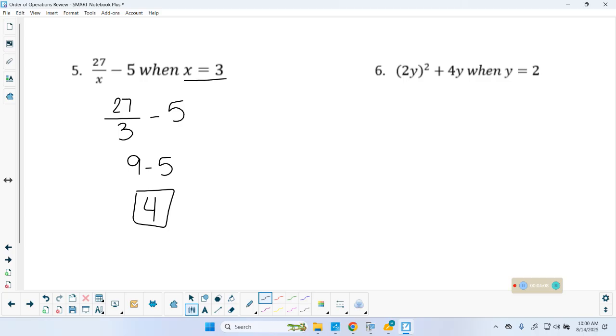Number 6, 2y squared plus 4y when y equals 2. So first step is we will take the 2 and we're going to plug it directly into y.